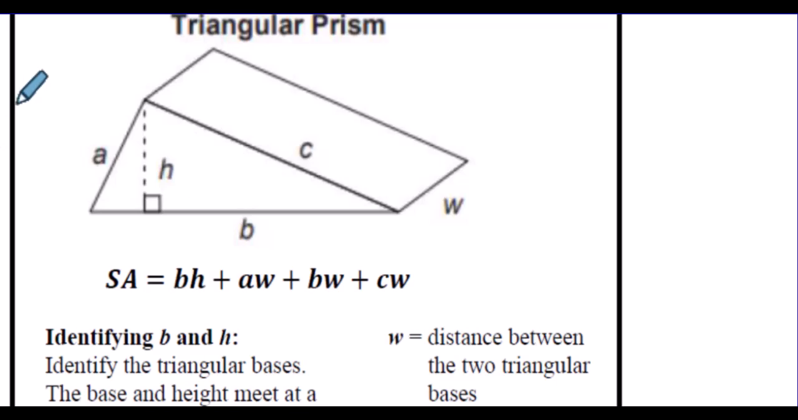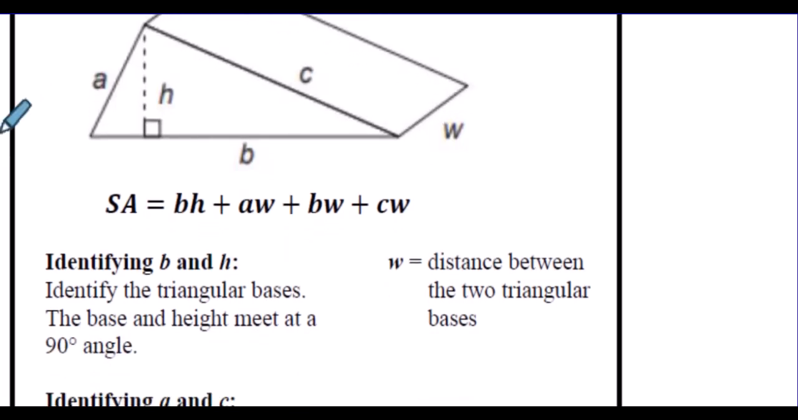So base and height are going to be the base and height of your triangular base. So you want to start by identifying the triangular bases, so identifying the front and back, top and bottom, whatever your two triangular bases are, and identify the base and height because they intersect at a 90-degree angle, which we've talked about many, many times. The width of our prism is going to be the distance between the two triangular bases, like we saw with our volume formula. So this part so far really sounds a lot like our volume formula, but we're talking about surface area, so we have a little bit more to our formula.